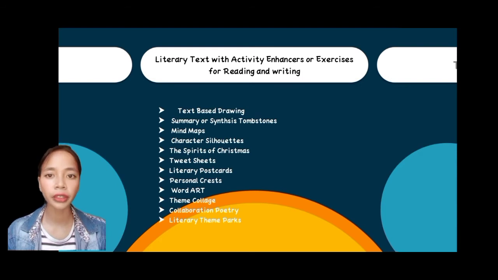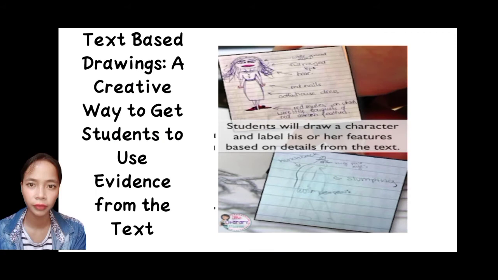These are the literary texts with activity enhancers or exercises for reading and writing. First, text-based drawing. Second, summary or synthesis tombstone. Third, mind maps. Fourth, character silhouettes. Fifth, the Spirit of Christmas. Sixth, tweet sheets, literary postcards, personal chest, word art, challenge theme collage, collaborative poetry, and literary theme parks.